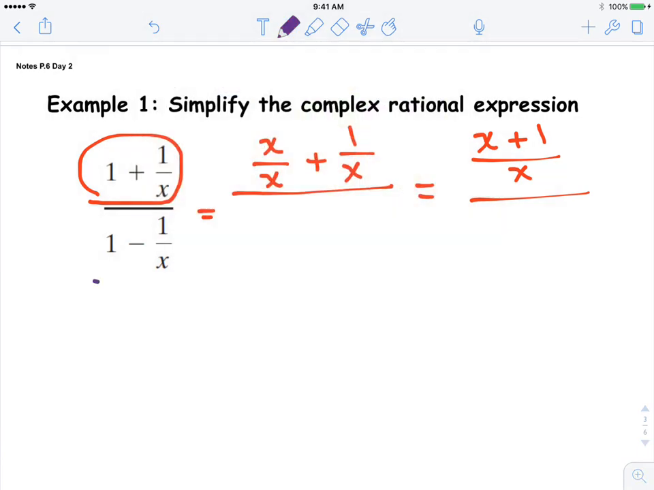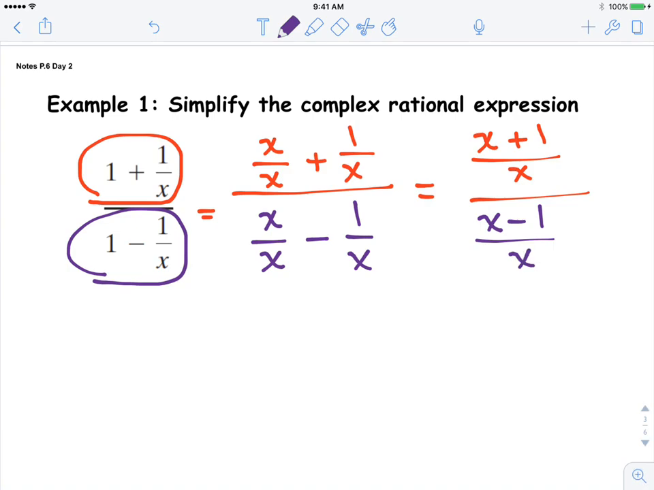Now let's go to the denominator. We're going to combine that into one fraction. So I'm going to change that 1 to x over x, and the second fraction stays as 1 over x. Now my denominators are the same. That's your LCD of x. So I can combine them into one fraction, x minus 1 over x. So I have a single fraction dividing another single fraction.